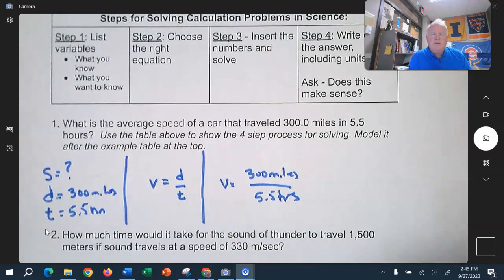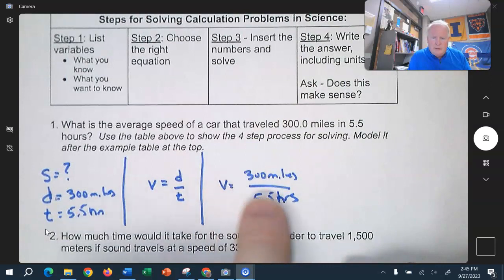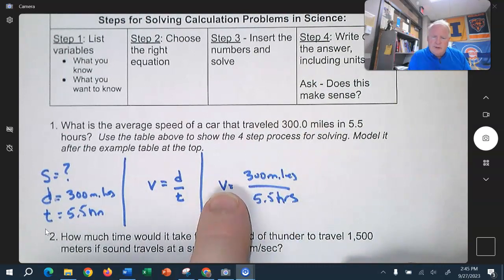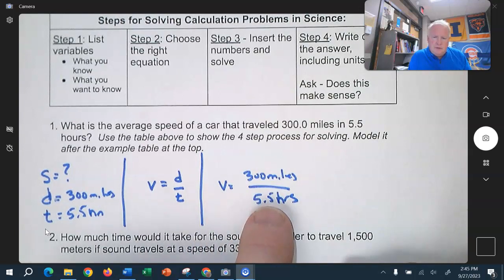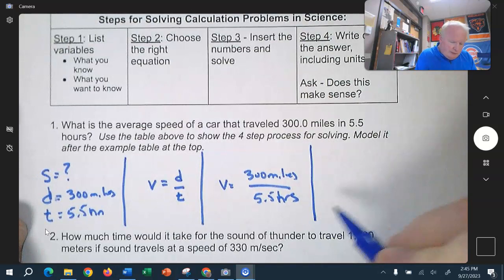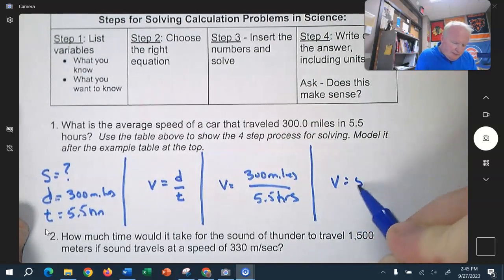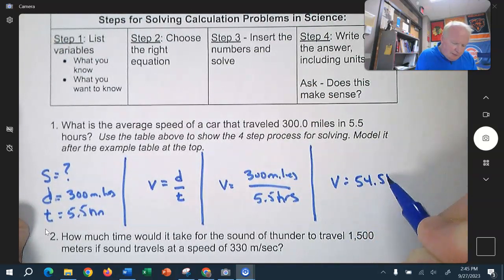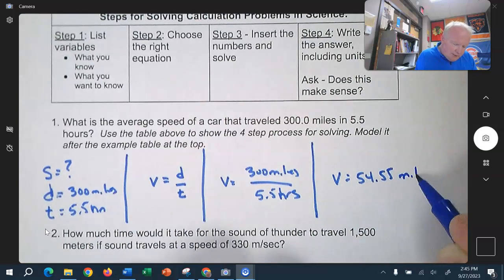And here now is the easiest of all problems. There's no algebra to do here because why? The variable is by itself. And so all I need to do is put this in my calculator and get an answer. And so when I do that, I get V equals 54.55 miles per hour.